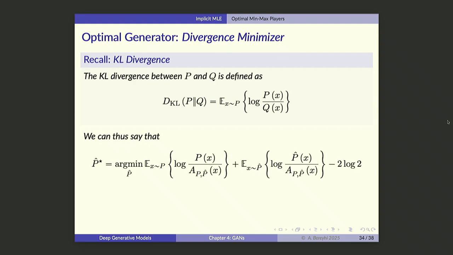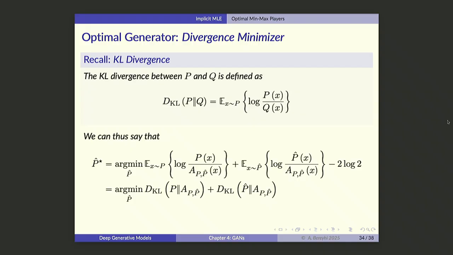I don't really need the last guy. It does not depend on anything, right? So I can essentially write it down in this form. I have KL divergence between P and the average distribution, plus KL divergence between P hat, the output of the generator, and the average distribution, right? Okay? Everybody sees that?